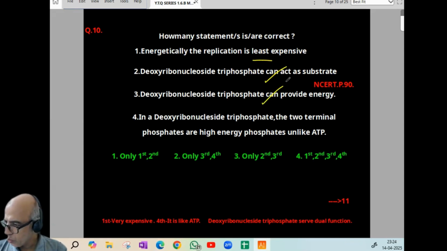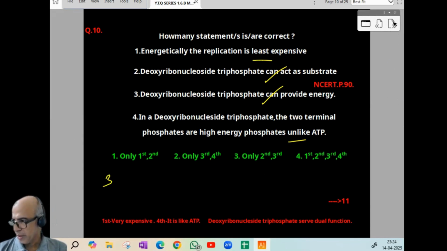In deoxyribonucleoside triphosphate, the 2 terminal phosphates are high energy phosphates like ATP, but what is given here is unlike that. So what we can select is only the 2nd and 3rd are correct. So option wise it is 3. I think I explained it earlier.